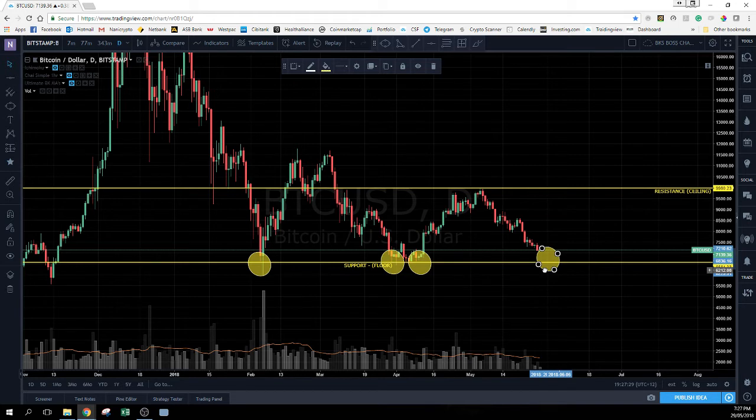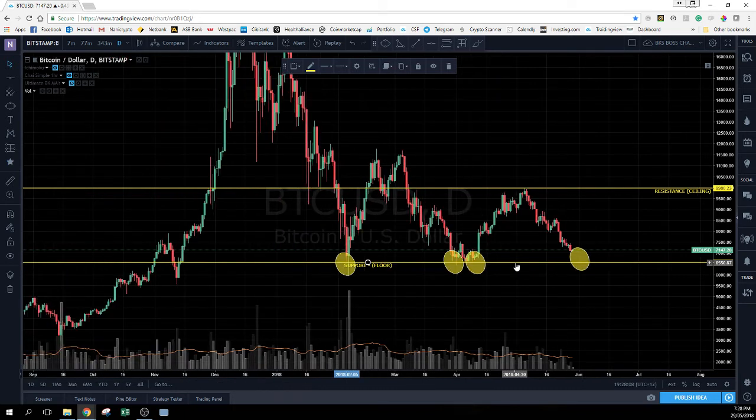Now, just remember with the floors, you may have wicks that bypass these floors, but the important thing is that the candles close above that floor. Now, the more times that line is touched, that support, that floor, the stronger it will become. So while some people believe that Bitcoin will go down to $4,000, $5,000, $3,000, I am hoping that this support will be strong enough to hold Bitcoin and won't let it go down.